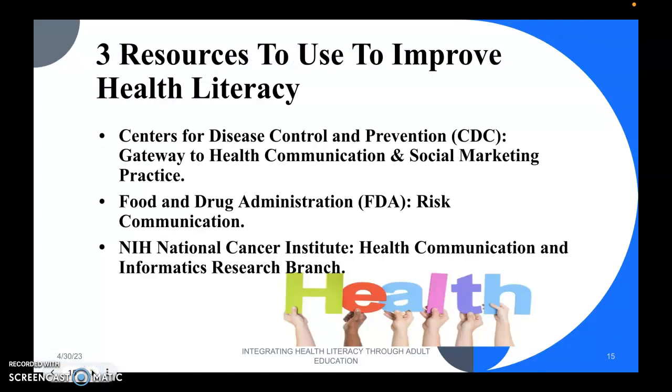Here we have a fun fact to show how we have 3 resources to use to improve health literacy. We have the Centers for Disease Control and Prevention, CDC, the Gateway to Health Communication and Social Marketing Practice, the Food and Drug Administration, FDA, Risk Communication, and NIH, National Cancer Institute, Health Communication and Informatics Research Branch.